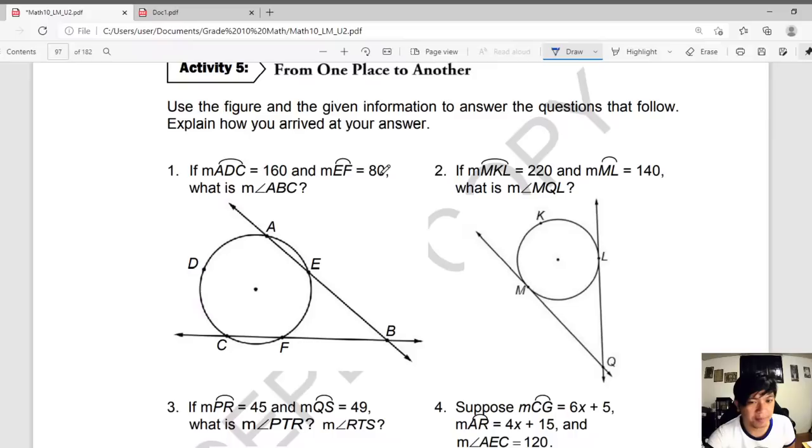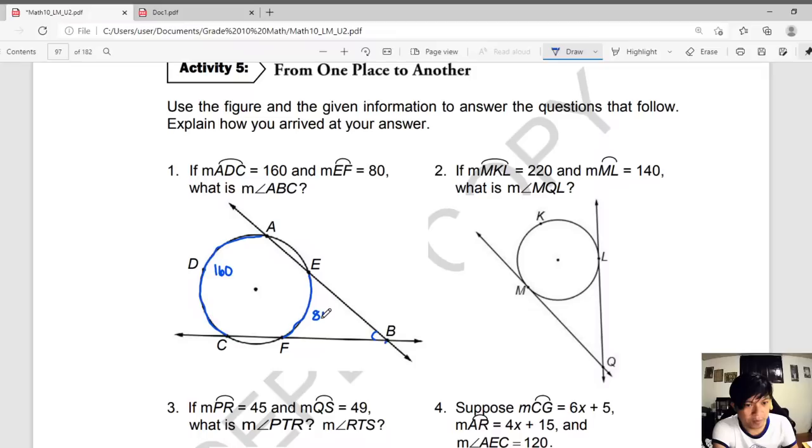So this one, the figure is actually two secant lines intersecting at the exterior of the circle. So, dalawang secant line na nag-intersect sa labas. So, hanapin natin yung measure. What is the measure of angle ABC? So, this is the angle formed. Now, the given is the measure of ADC. Ito, measure ng ADC. The measure of this arc is 160. And the measure of EF, which is this one, is 80.